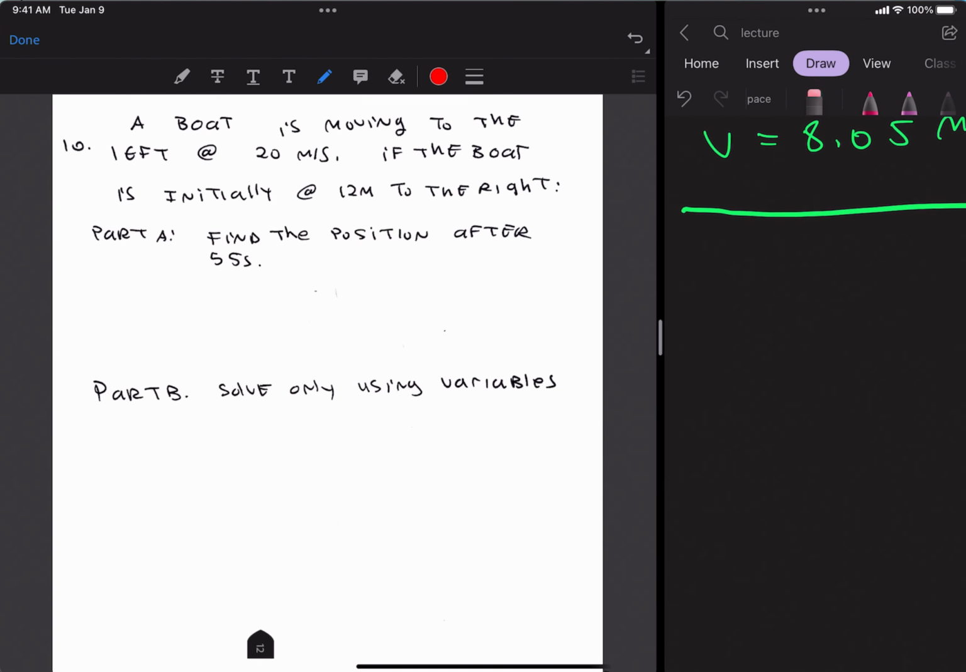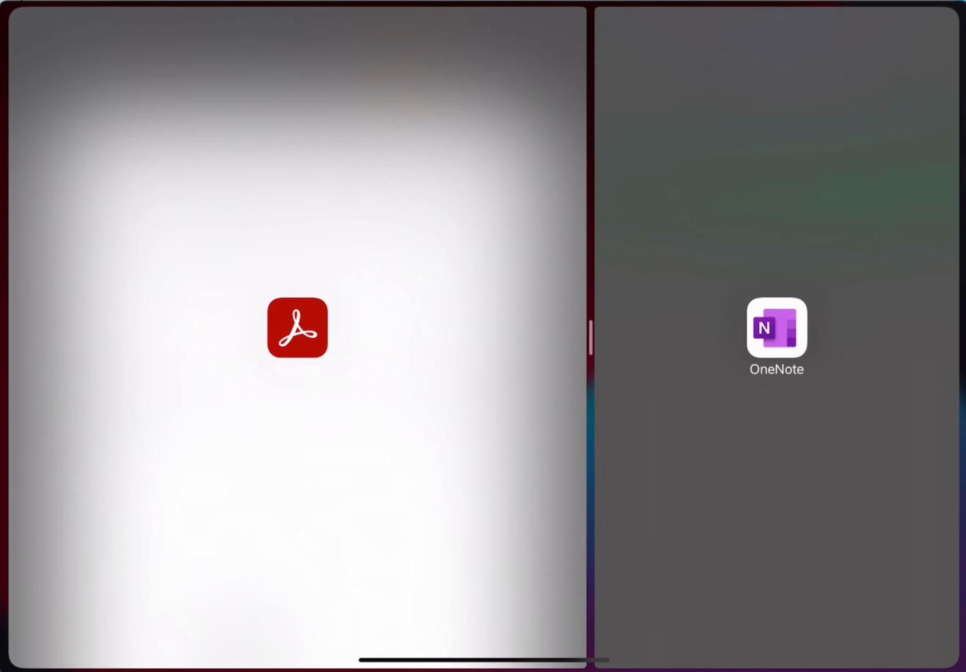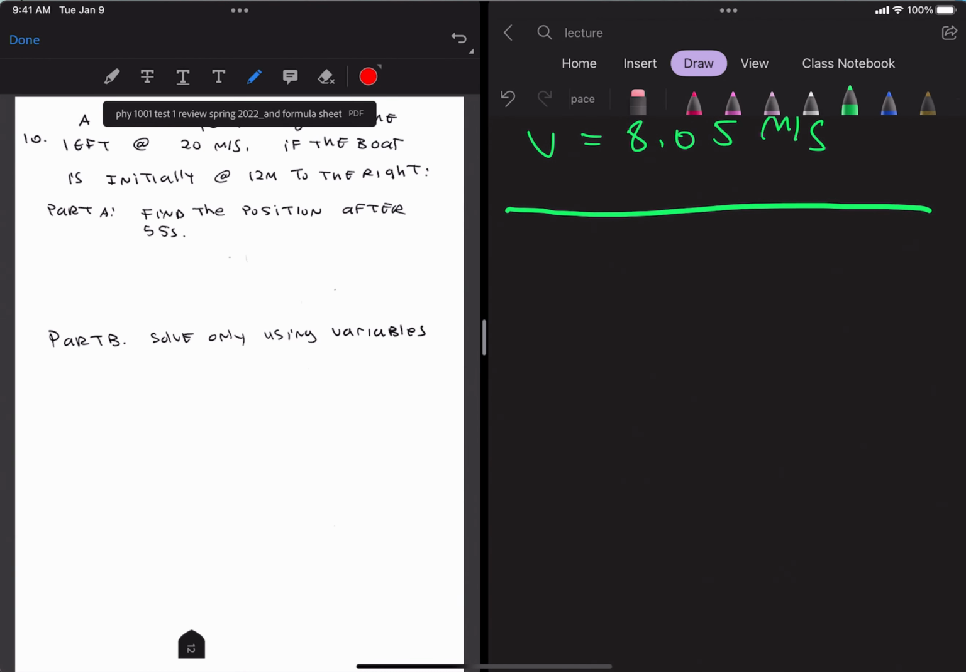So here it says a boat is moving to the left at 20 meters per second. If the boat is initially 12 meters to the right, find the boat's position after 55 seconds. So go ahead and pause, do part A, and when you're ready, unpause. You can also try to do part B, but this is just in terms of variables. I'm only going to show you the answer for part A. So go ahead and pause and try to do this one.